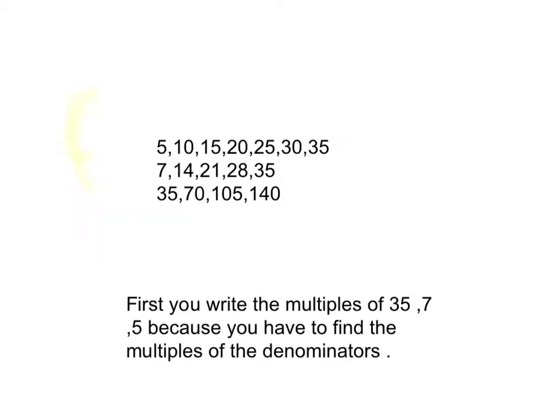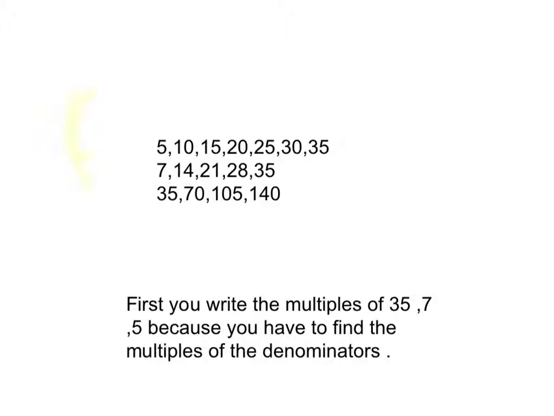You have to find the multiples of 5, 7, and 35. The multiples of 5, or some of the multiples, because all of the multiples would take a while to say, are 5, 10, 15, 20, 25, 30, and 35. The multiples for 7 are 7, 14, 21, 28, and 35. The multiples for 35 are 35, 70, 105, 140.